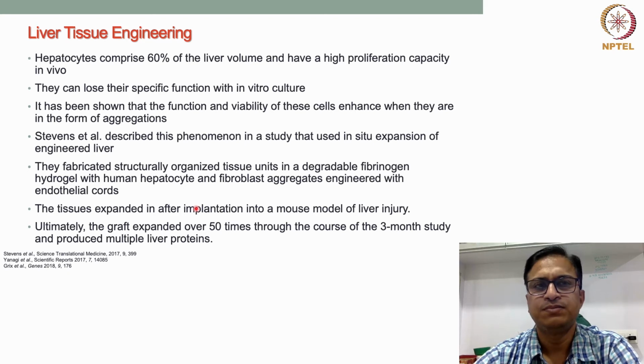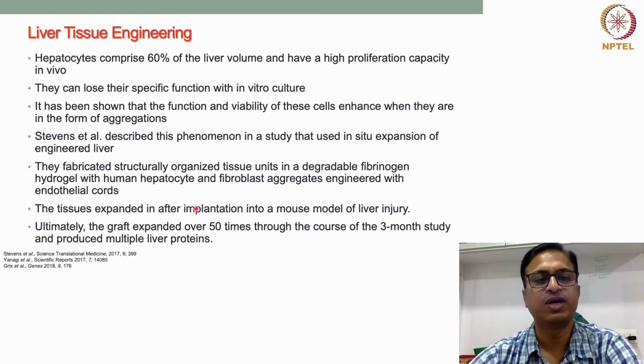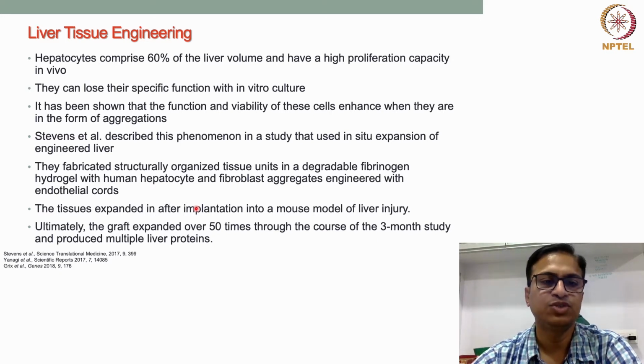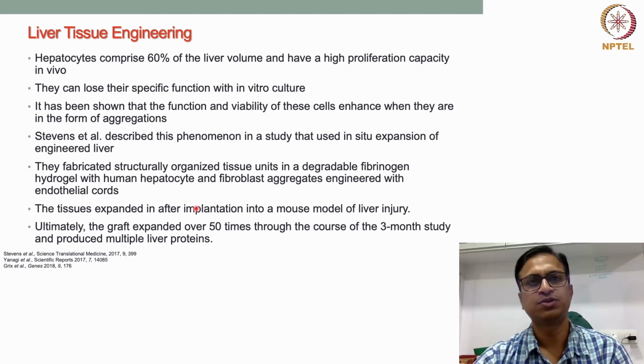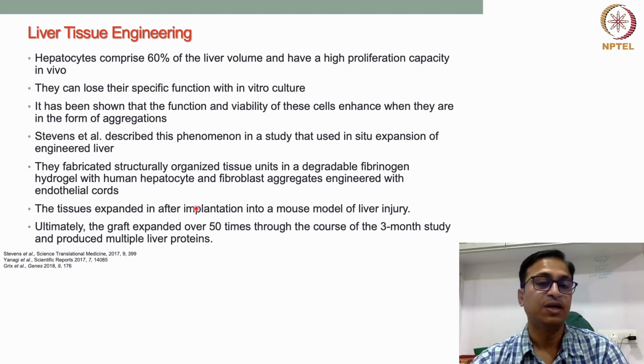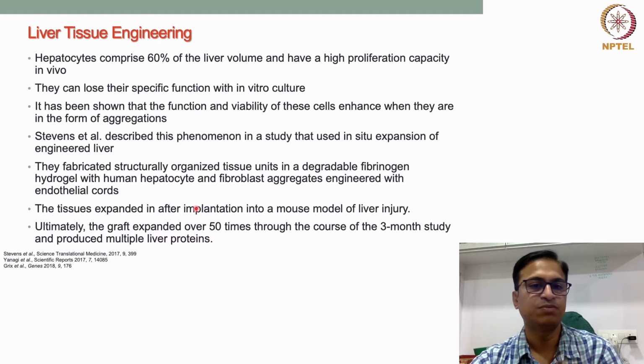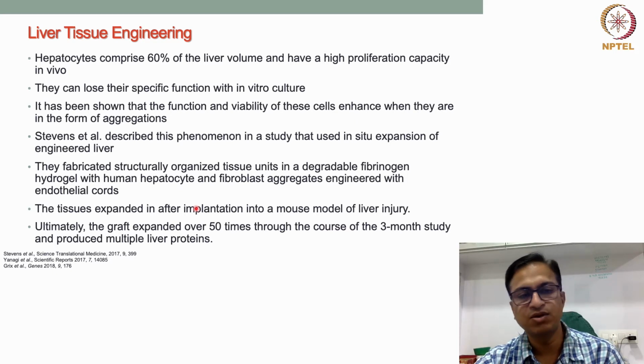So a few of the points we will discuss here. What are the most important things while doing this liver tissue engineering? First, in the liver, like other tissues, it is composed of a cellular component and an acellular component, but in the liver the cellular component is very high, because hepatocytes occupy almost 60% of the liver volume. This cellular density is very high, and these cells have very high proliferation capacity.